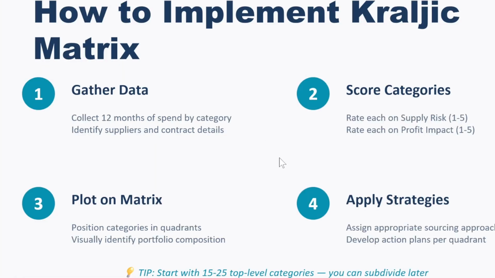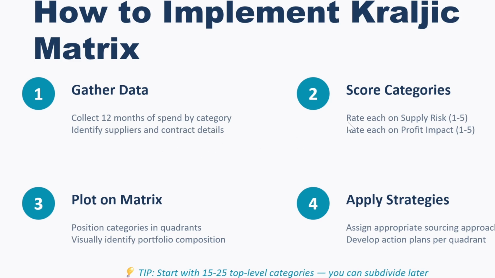So how to implement the Kraljic Matrix? We are using an Excel for it. You can get a link to this presentation and the Excel in the description. You can check it out. Let me move forward. So first you need to gather data. You need to collect 12 months of spend by category and identify supplier and contact details.